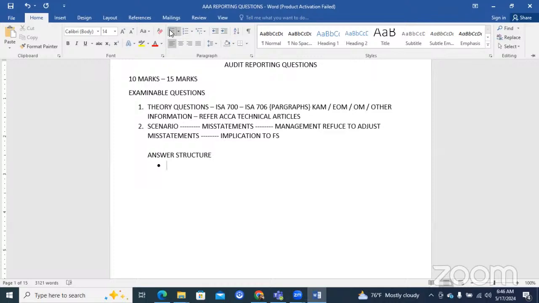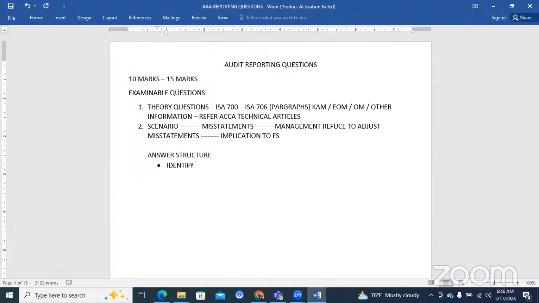First of all, when you are writing an answer, try to identify the key issue. What is the problem? The problem is either omission, misstatement or error. Mostly at AAA, it is non-compliance with standard only. So try to identify that issue.